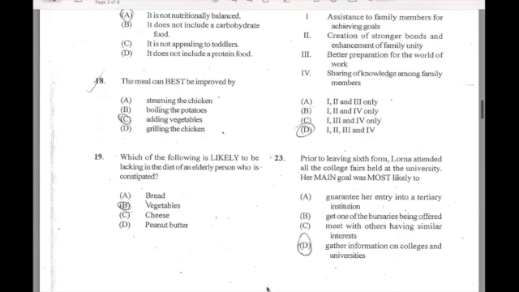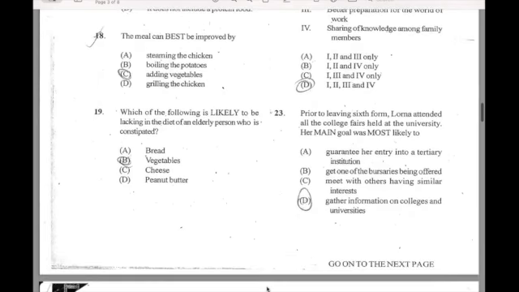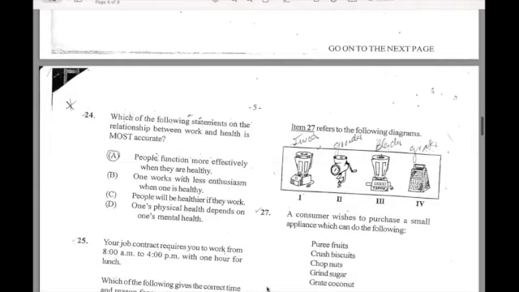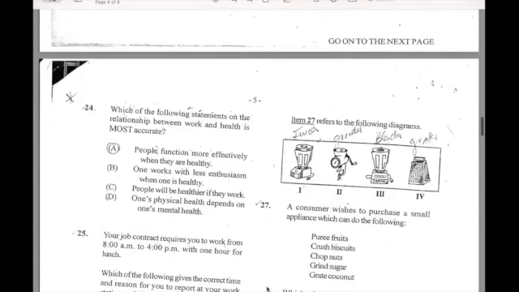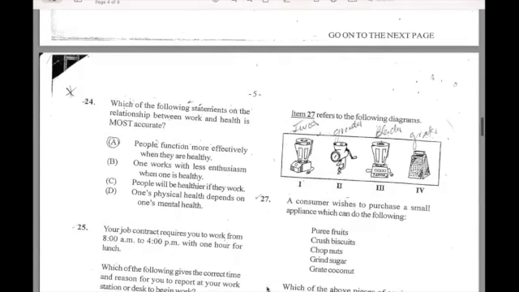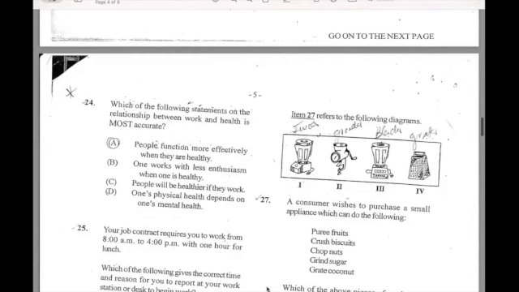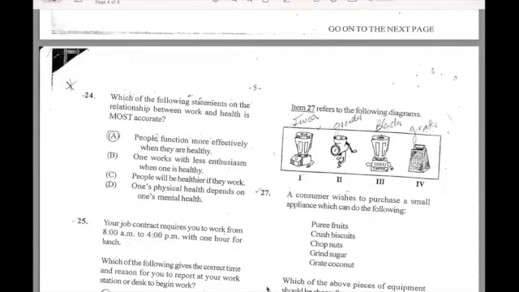Question number 23. Prior to leaving sixth form, Lorna attended the college fair held at the university. Her main goal was, most likely, to gather information on a college and university. Question number 24. Which of the following statements on the relationship between work and health is most suitable? A. People function most effectively when they are healthy.